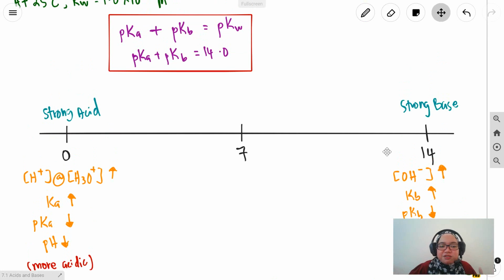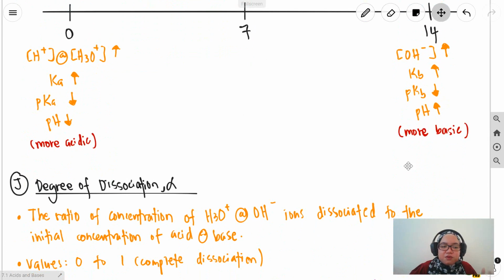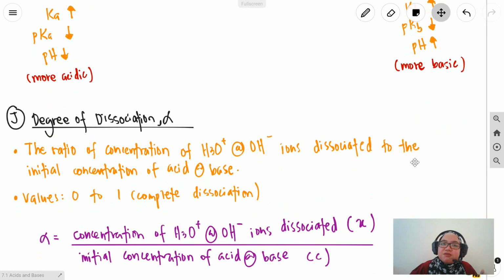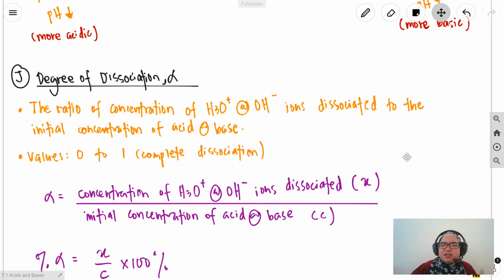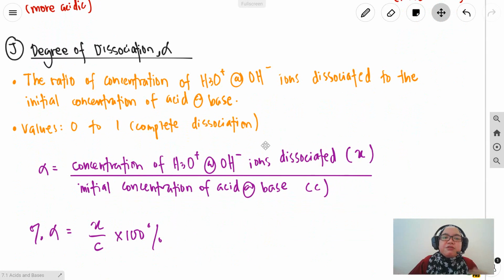So, make sure you understand this concept, okay? Next we are going to look at degree of dissociation or degree of ionization. Either one, because it gives the same meaning. Dissociation and ionization is the same. Okay, or alpha. So, what is degree of dissociation?